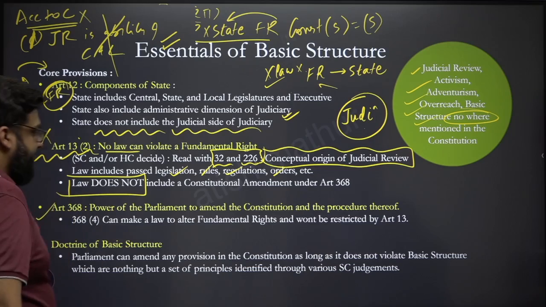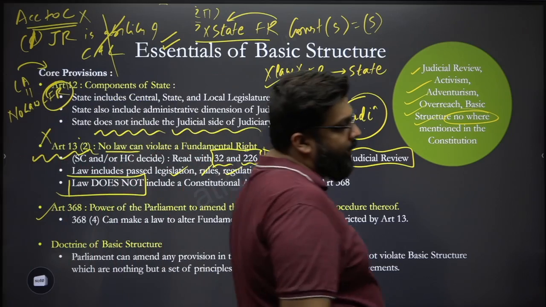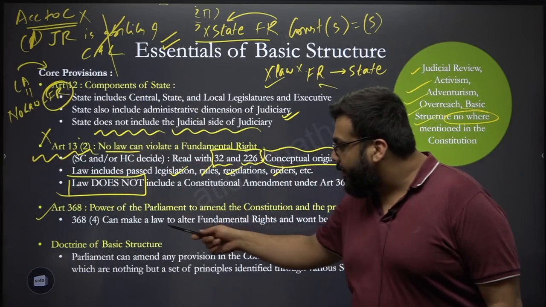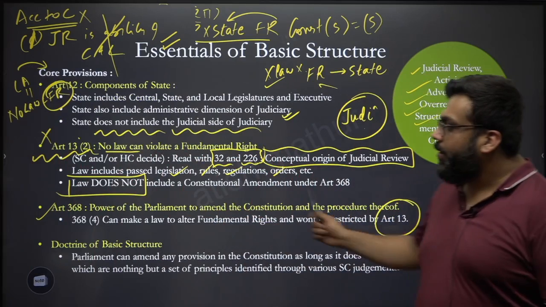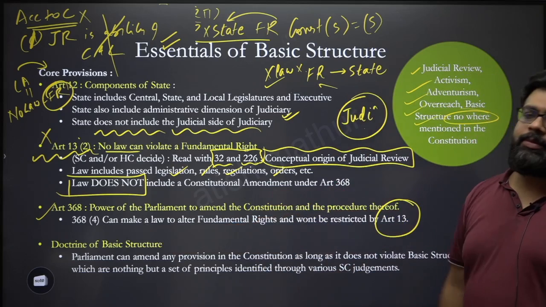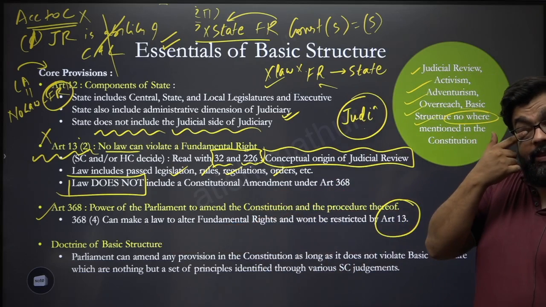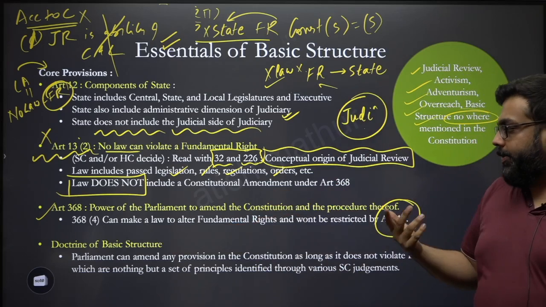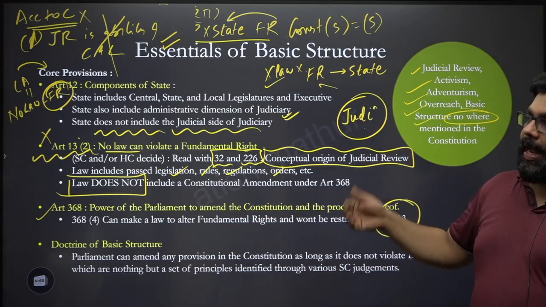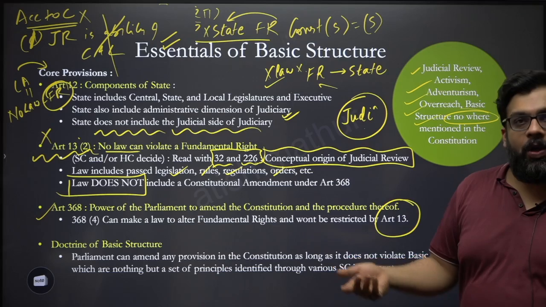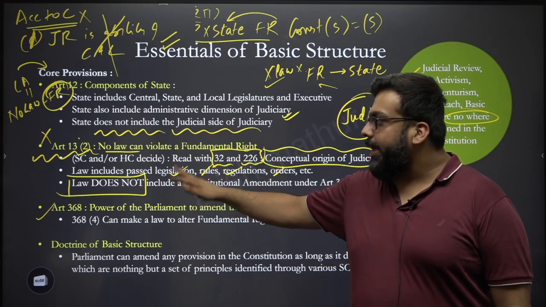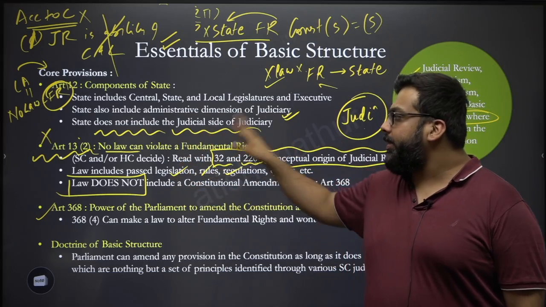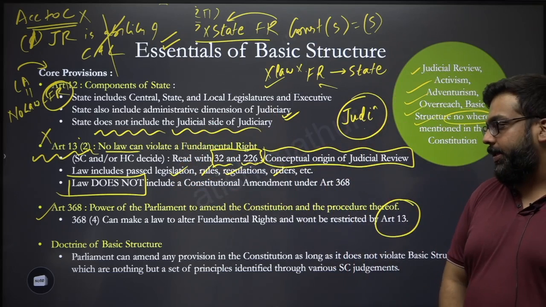And Article 368 gives the Parliament the power to amend the Constitution, and while the Parliament amends any part of the Constitution, the restrictions by 13 will not be applicable. This was added through the later amendments in Article 368 clause 4, which basically means the Parliament can make a constitutional amendment to alter fundamental rights, and that is legally valid as long as it does not amend basic structure and all of that.